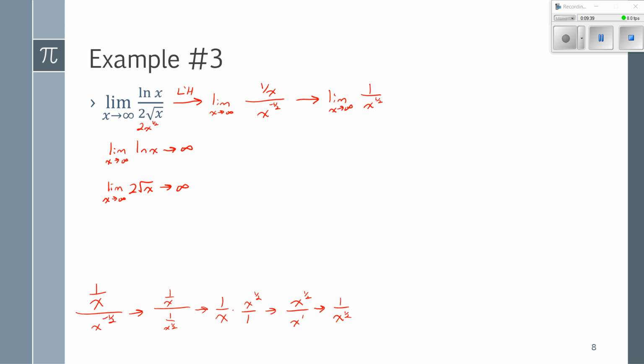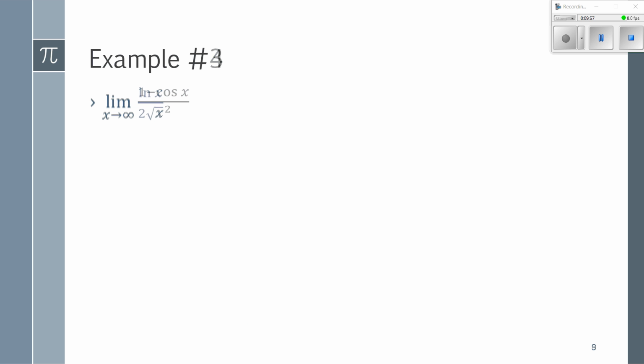Well, as x goes to infinity, I have 1 over a number that's getting bigger and bigger and bigger. So this limit is approaching 0. And one final example, because I know this is a longer video with all of these examples. But I wanted you to see a chance not just with infinities, but also to see, hey, what happens if I have to use multiple L'Hopital's rules? And oops, I actually have a typo in here.